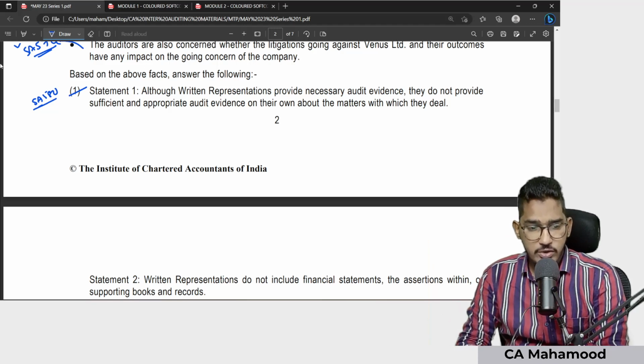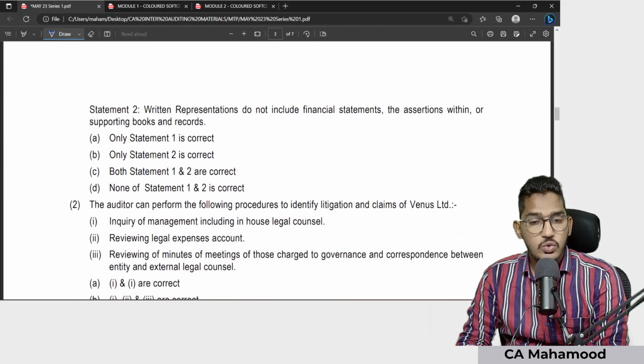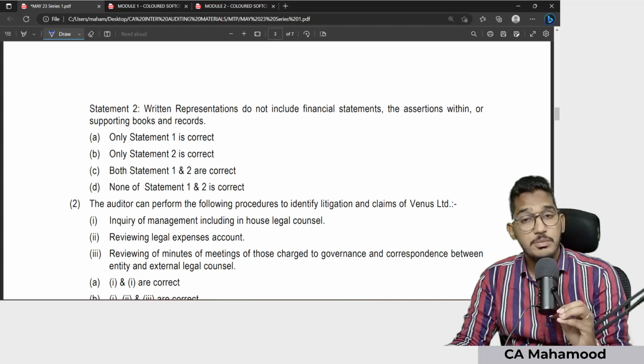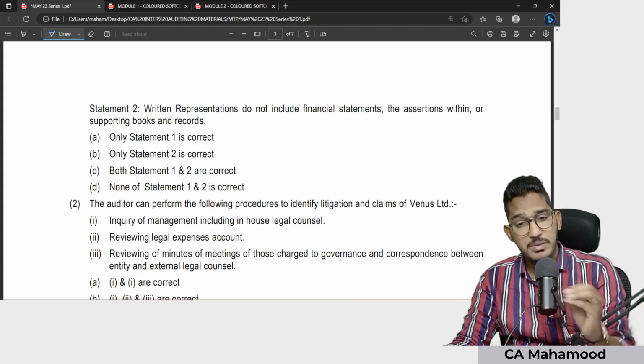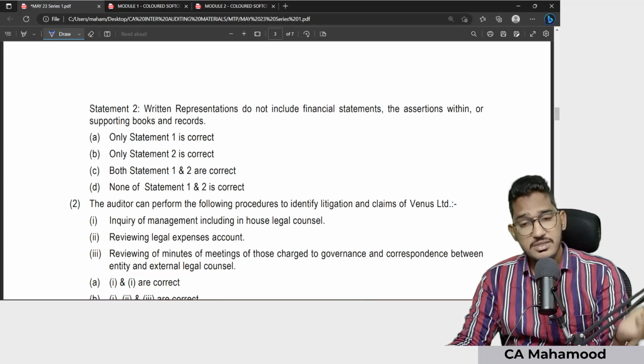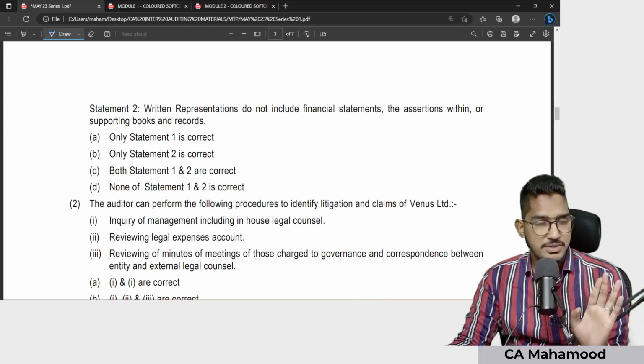Then what is statement 2? Statement 2 says that written representations do not include financial statements, the assertions within, or supporting books and records. Do you agree with that? Yes. Why? Because written representations are confirmations given by the management regarding the financial statements. We can't call financial statements and books of accounts written representations.